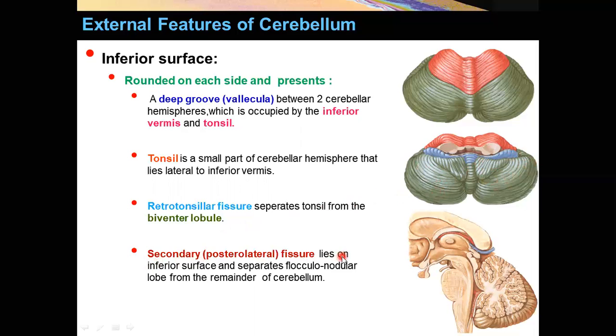Now, there is another fissure here, the secondary or posterolateral fissure. Look at this, it lies on the inferior surface and separates the flocculonodular lobe from the remainder of the cerebellum. The secondary fissure is right here.